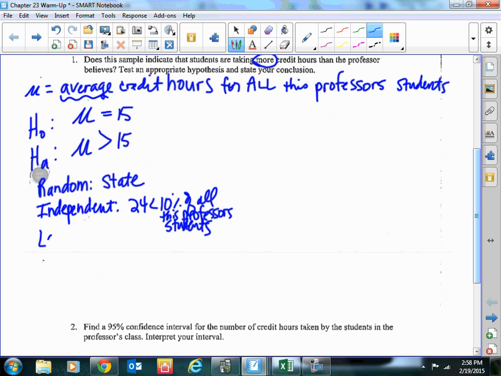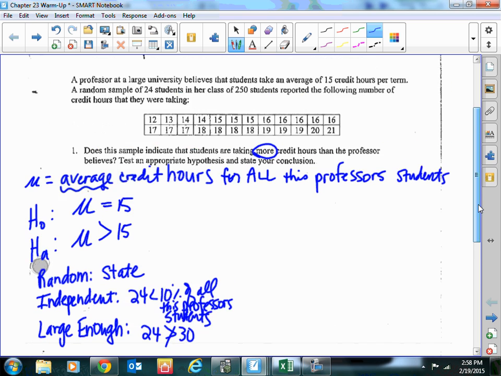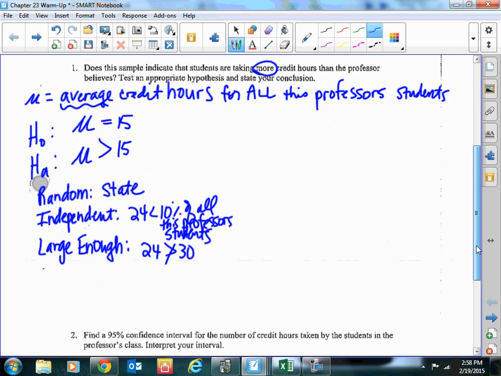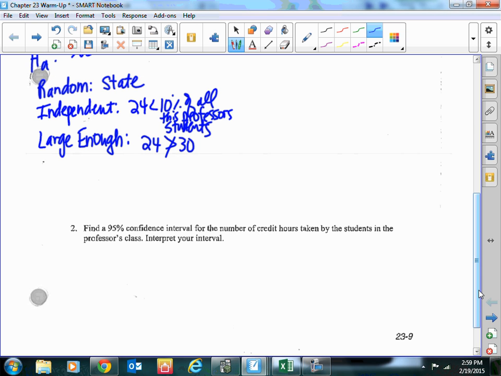Large enough is a problem because 24 is not large enough. 24 is not greater than 30, so it is not large enough. So now I look up top to see, does it say that the distribution or the population is approximately normally distributed? And it does not. So now I know I have to do a histogram. So I'm going to go ahead. I'm kind of running out of room here, but let's see if we can't do this fairly quickly.